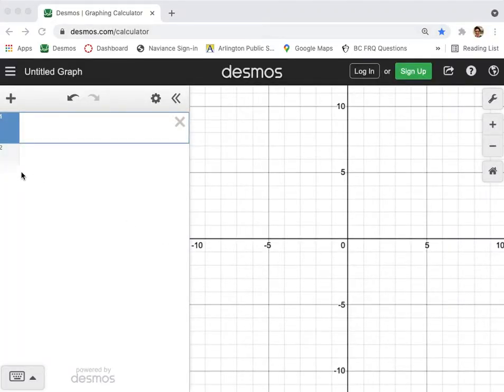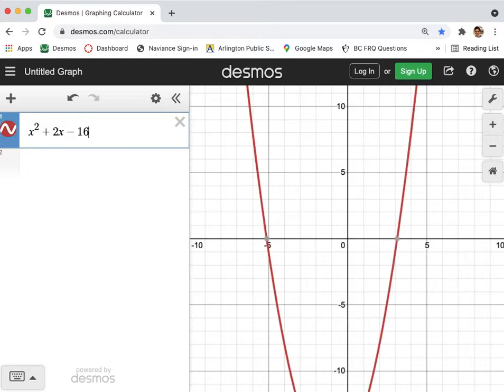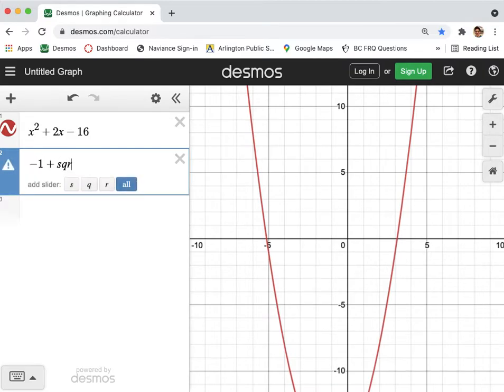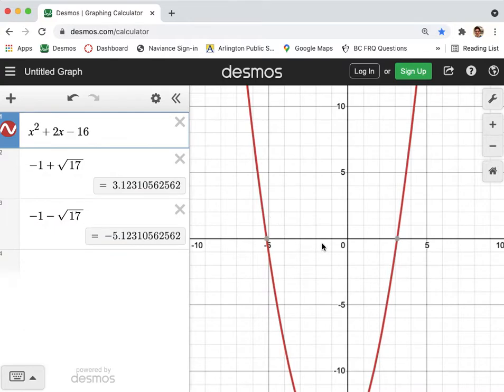So if we take a look at this here, I'm going to graph x squared plus 2x minus 16, and we're going to look for the zeros. I can see them just by clicking. They're these ugly, horrible decimals. What my solution of -1 plus or minus the square root of 17 means is that my two answers are -1 plus root 17, that's the 3.123, and -1 minus root 17, that's the -5.123. So you can see how these two numbers are the numbers at my x-intercepts.